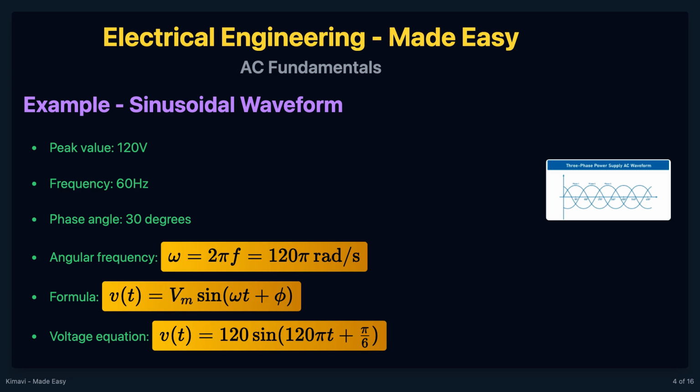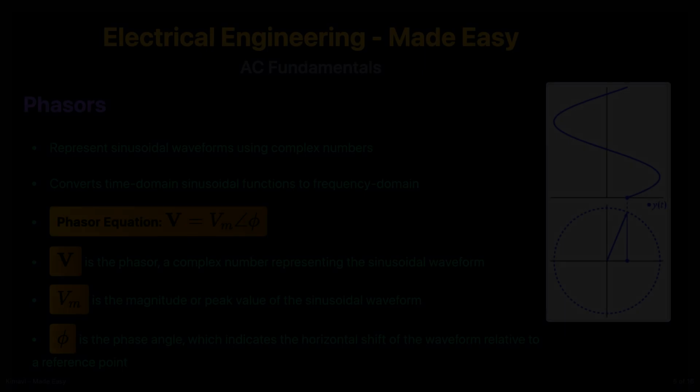The phase angle of 30 degrees needs to be converted to radians, because the sine function in the equation operates in radians. To convert degrees to radians, we use the fact that 180 degrees equals π radians. Therefore, 30 degrees is equivalent to 30 × π / 180, which simplifies to π/6. So the voltage equation becomes V(t) = 120 sin(120πt + π/6), where π/6 represents the phase angle of 30 degrees in radians.